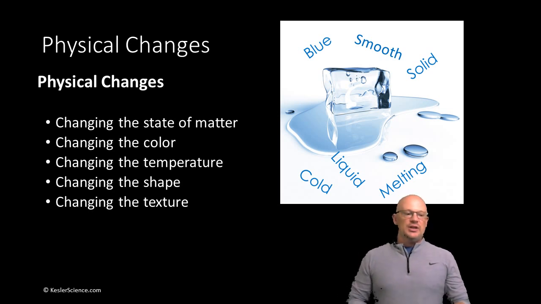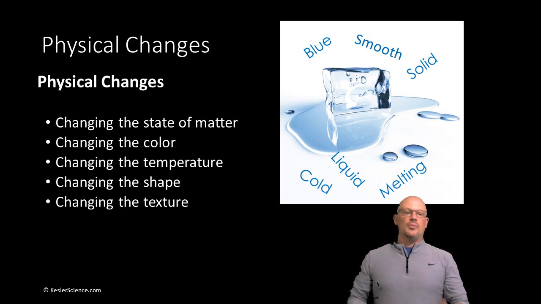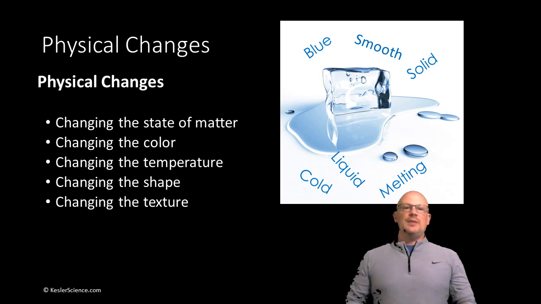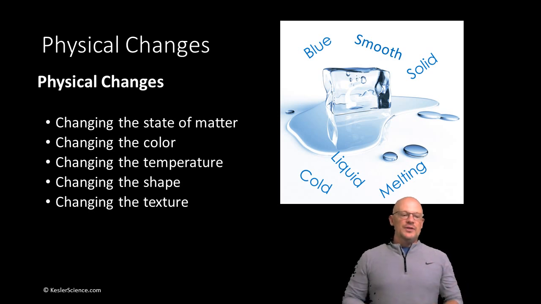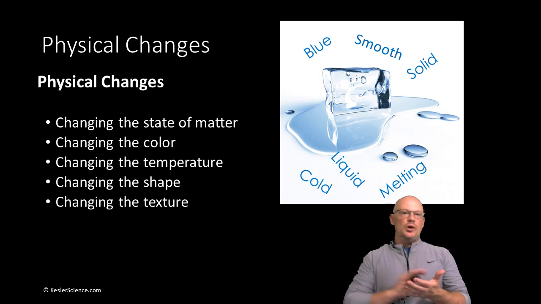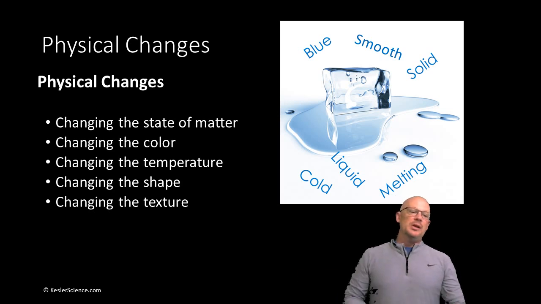Something like a change in color: if you take something and put a layer of paint over top of it, that could be a physical change. Changing the temperature of something, just making it go up or down, could be a physical change. Changing the shape of something, so if you take a piece of clay and mold it, that would be a physical change. Changing the texture of something: if you took a piece of wood and rubbed sandpaper over it, you change the texture of it, but it would still be wood.